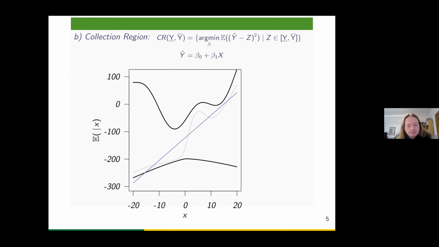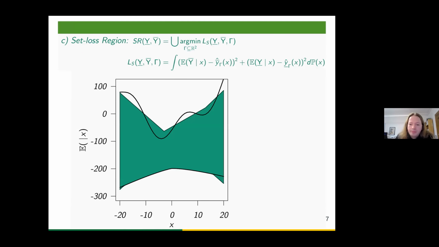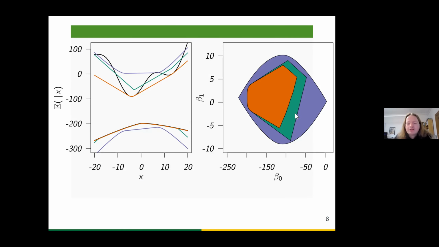I actually had a bunch of little questions, I think. So first, is it the case that the Mara region will always be a subset of the set loss region, and which will always be a subset of the collection region, or is that not true? Yeah, okay, I go to the picture and I have to think about it. So one can show that the Mara region is always a subset of the collection region.